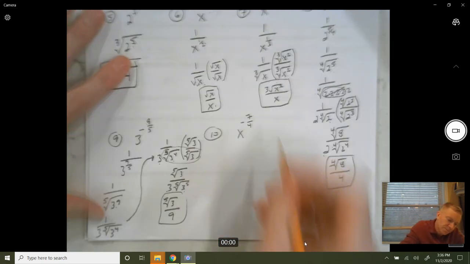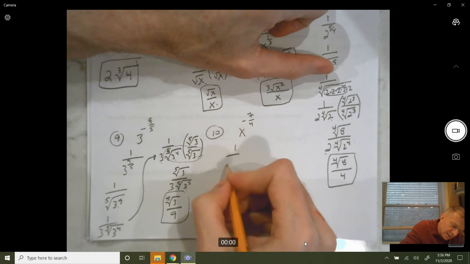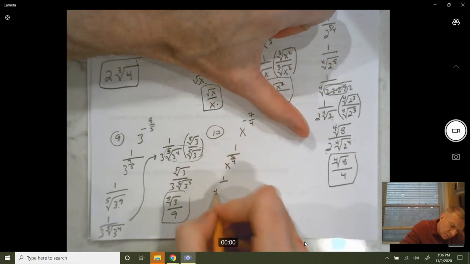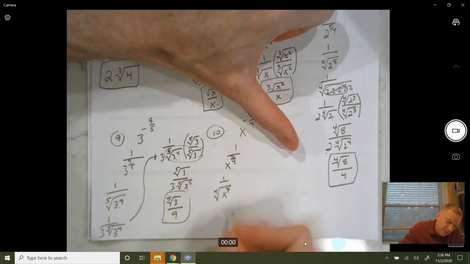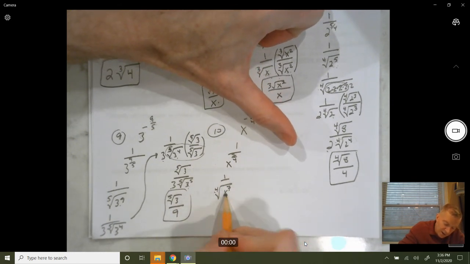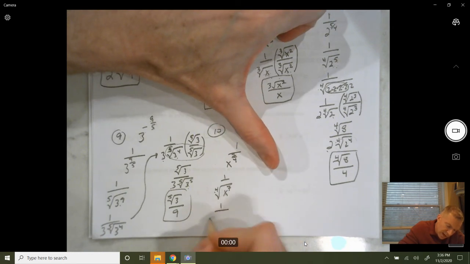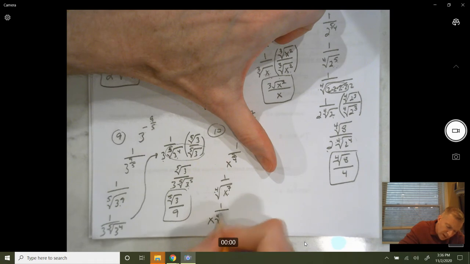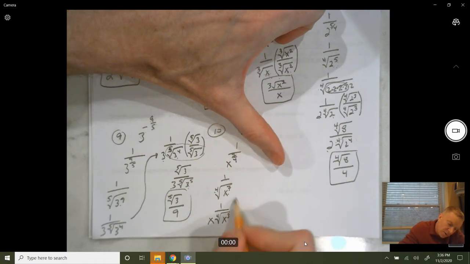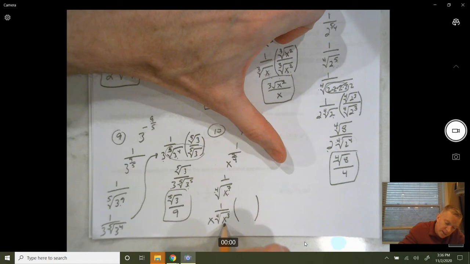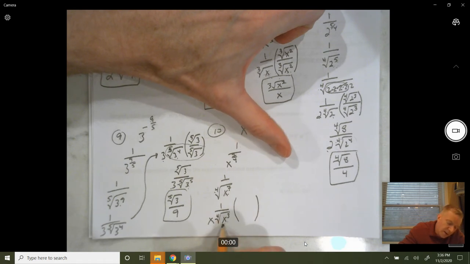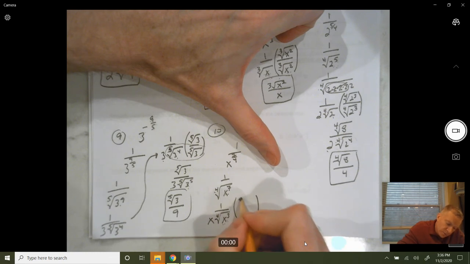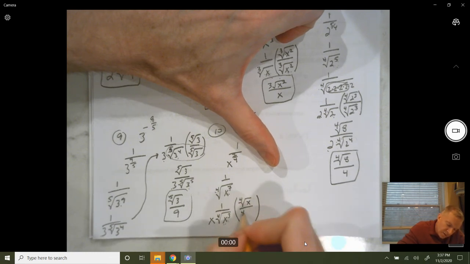Okay, one last one. 1 over x to the positive 7/4, or 1 over the 4th root of x to the 7th. Okay, we need 4 x's. I've got 4, so I can pull out an x. After I take out 4 of those, I've got 3 left, so it's still a 4th root. I've got x cubed. Now, I want to take out another one because I don't want a radical in the denominator. So I need 1 more x. So I'm going to multiply by the 4th root of x over the 4th root of x.